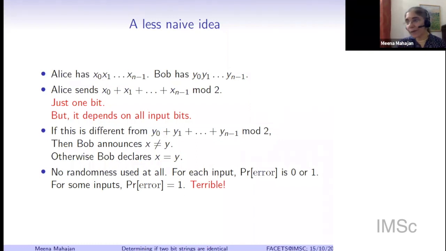You can easily think of some such inputs, right? If Alice has 1, 1 followed by all zeros, and Bob has all zeros, Alice's sum is even, Bob's sum is also even, they declare yes. So this is really bad. We somehow managed to get hold of a communication bit which depended on all the input bits, brought down the amount of communication, but then the error just went up through the roof.